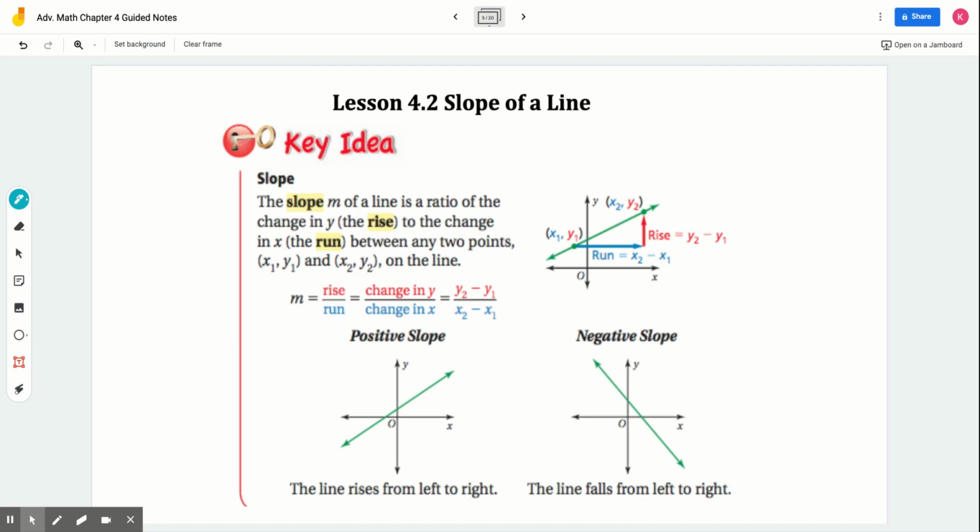The change in these coordinates is the difference. So you see here that they have pointed out that the rise over the run is the change in y over the change in x. So for 2 points, x1, y1, and x2, y2, we can subtract the y's over subtracting the x's to find the slope. Remember that when the line rises from left to right, when it goes up, that's a positive slope. And when the line falls from left to right, that is a negative slope.